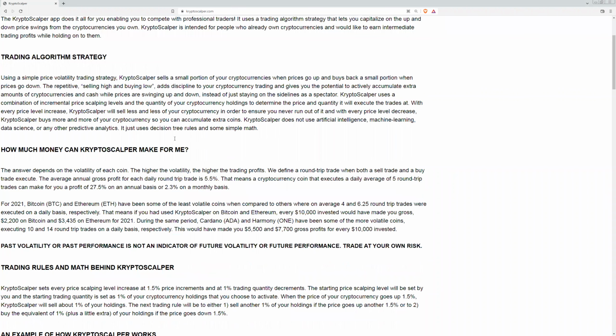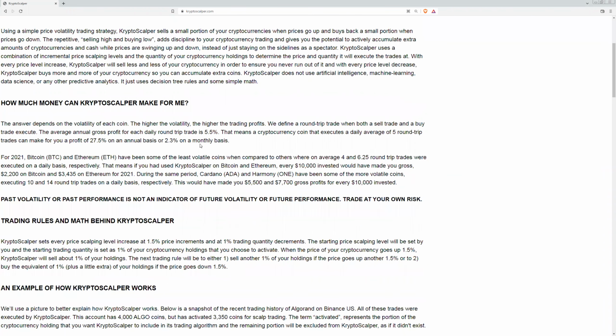So some of you may be wondering, how much money can I make using KryptoScalper? KryptoScalper is designed to generate slow and steady profits. The amount of money you'll make will depend on the volatility of the coins you decide to trade and how much of it you want to activate for trading. To give an example, in 2021, Bitcoin and Ethereum were some of the least volatile coins. If you had $10,000 invested into either one of them, you would have made $2,200 on Bitcoin and $3,400 on Ethereum, just on the trading profits, which translates to about a 22% and 34% return.